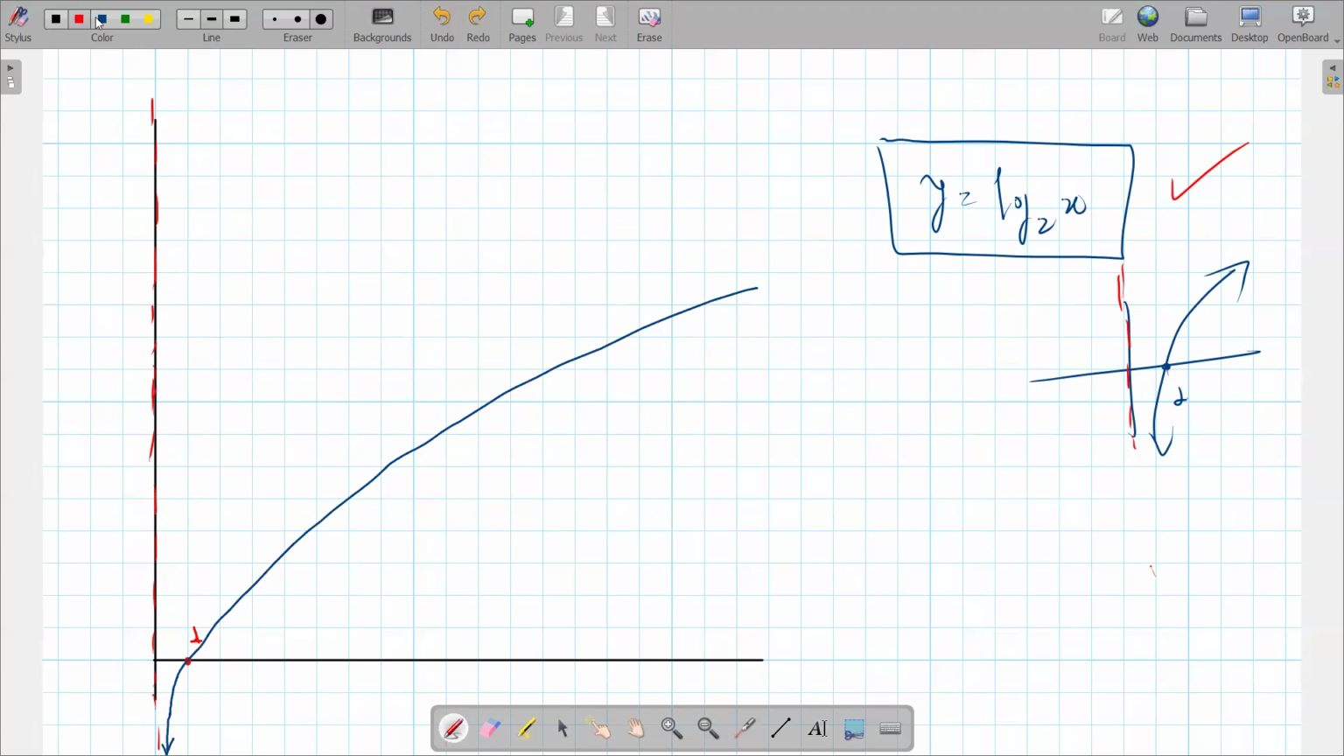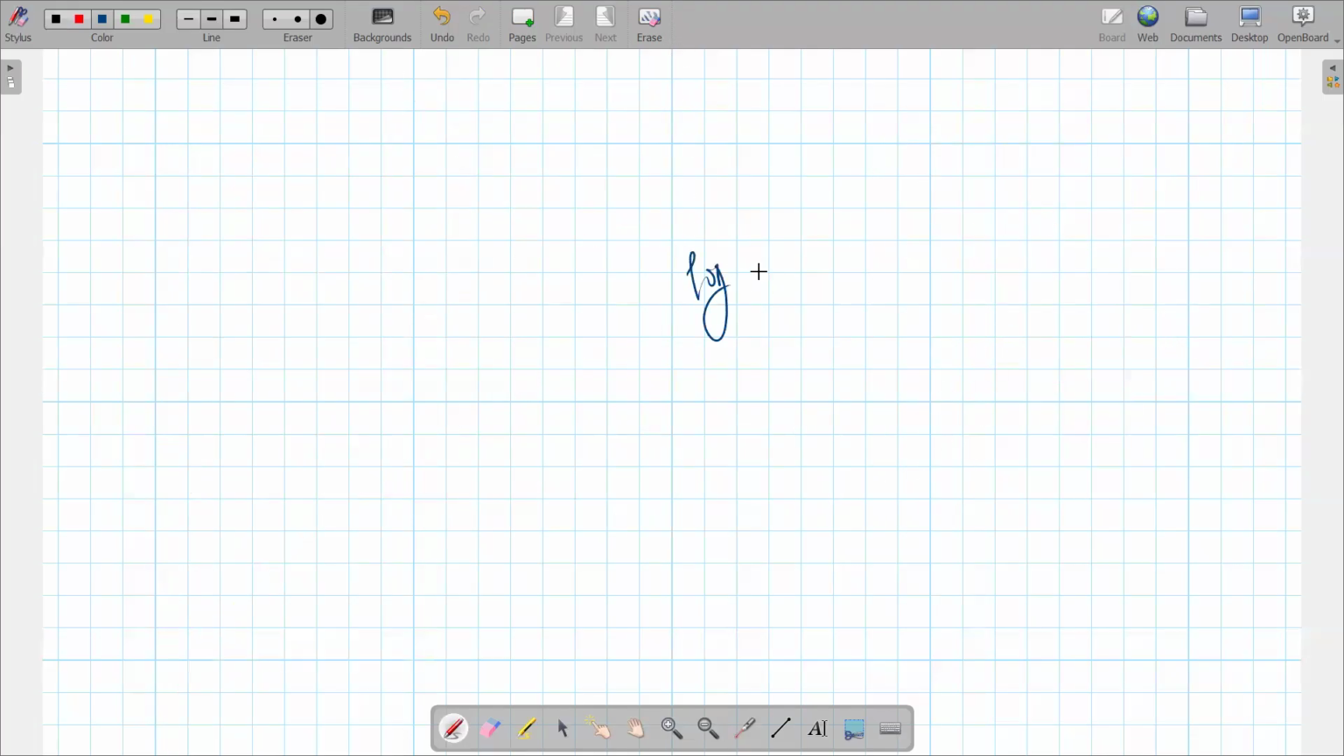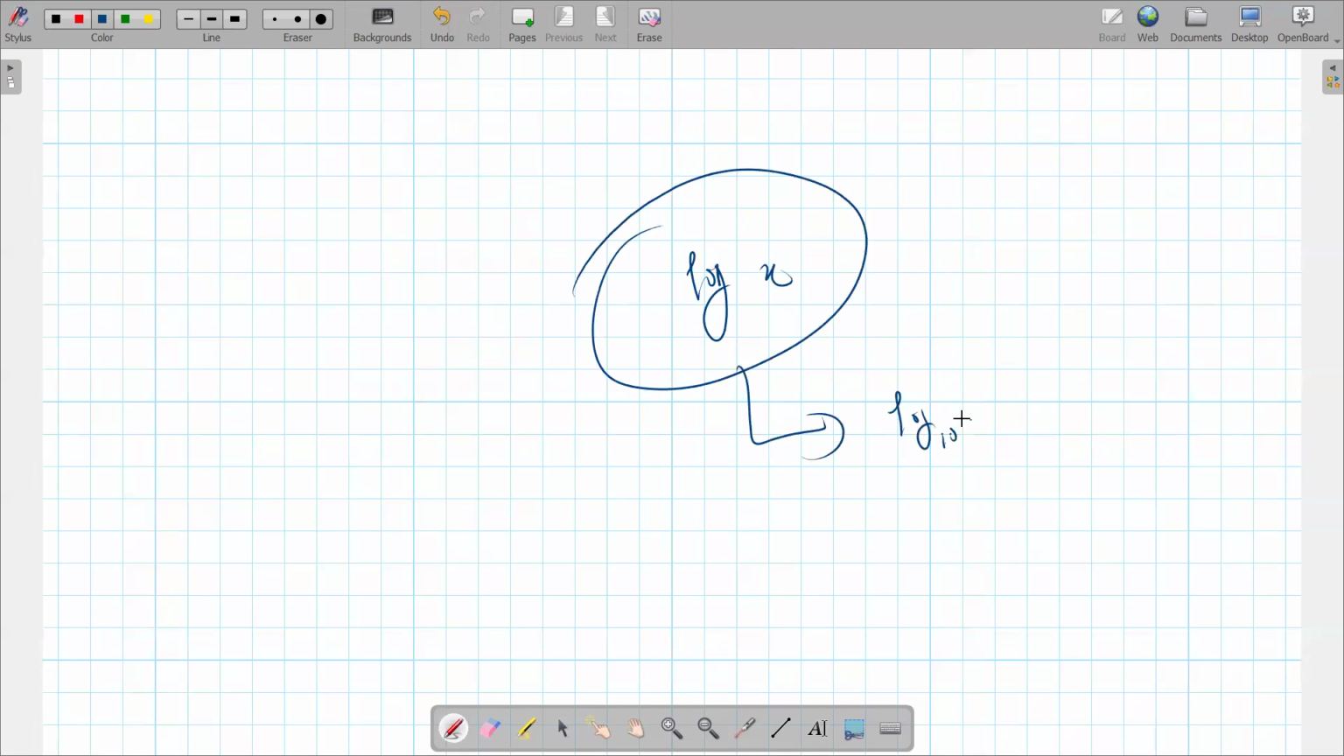So knowing this, what's the domain and range of this plot? The domain is that x has to be greater than 0, and the range is all real numbers. Yes. So that's log base 2 of x. In a log function, if a base is not specified, like here, the base is 10. That's the default.